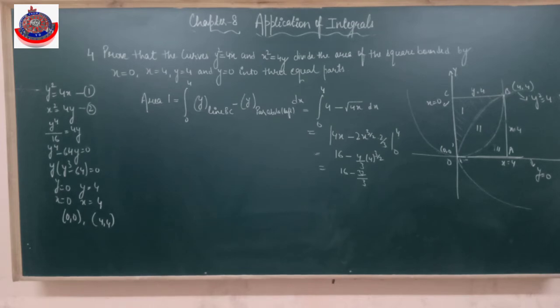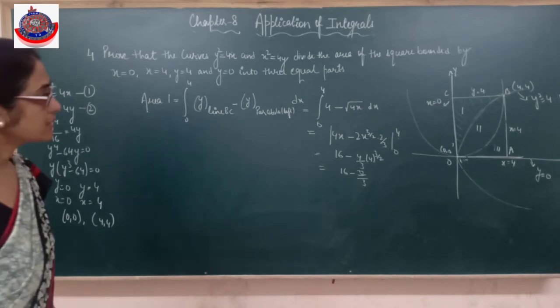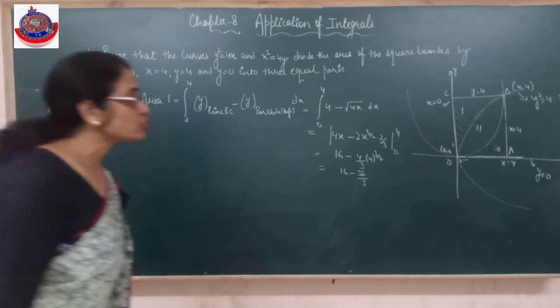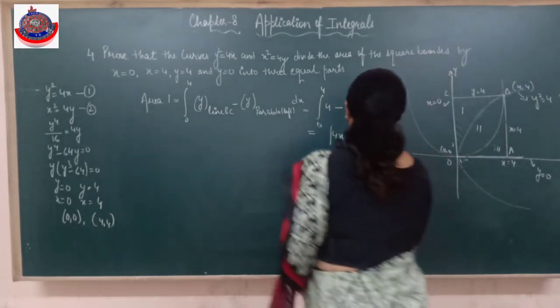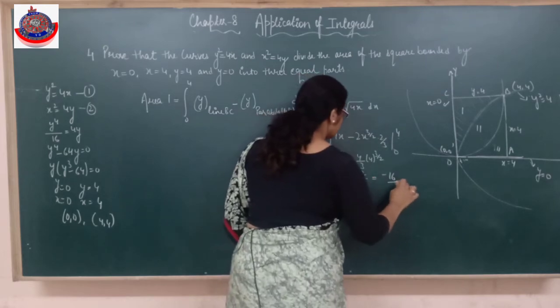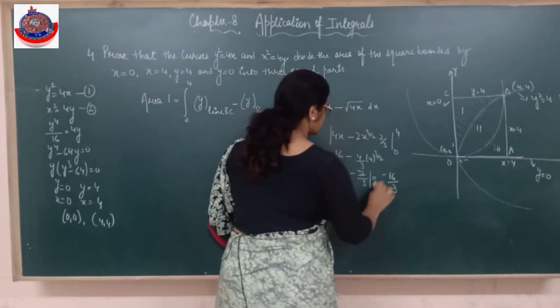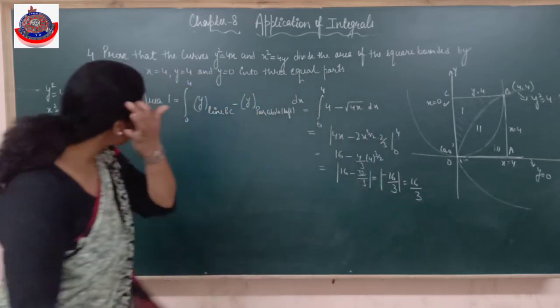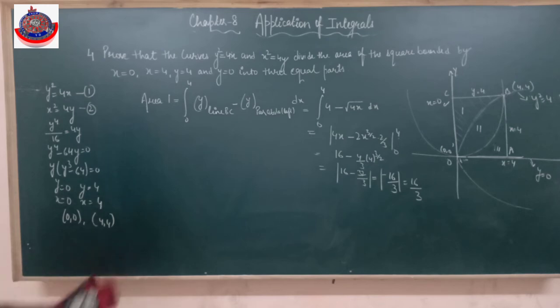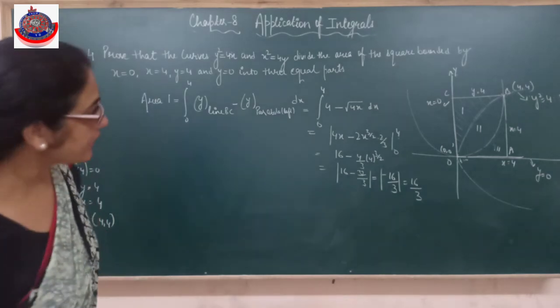Subtract, that will be minus this. All right, area 1 we are finding out, so that will be minus 16 by 3, but area cannot be negative, so it has to be positive. So take it as positive. Clear? That's area 1. All right, similarly we'll find out area 2 and area 3.